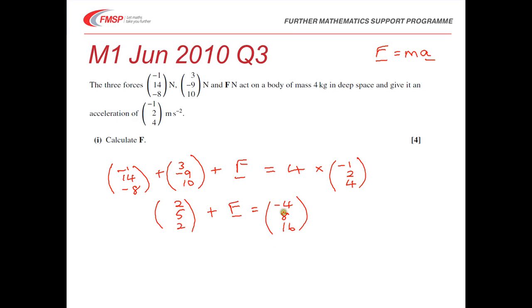So you can either use common sense or bring this vector over to the other side and subtract. F must be minus 6, plus 3 and 14.